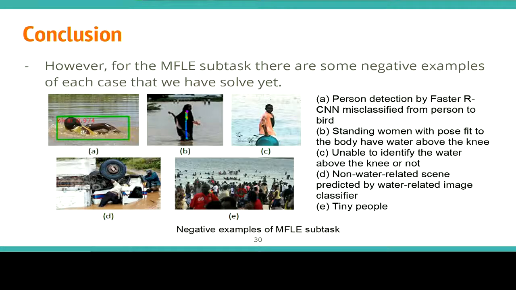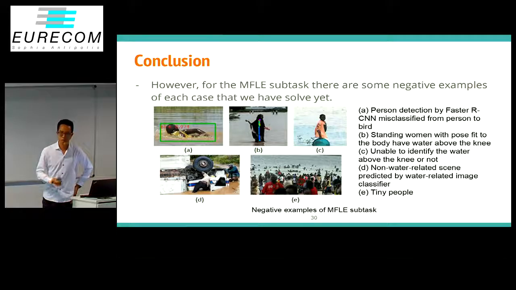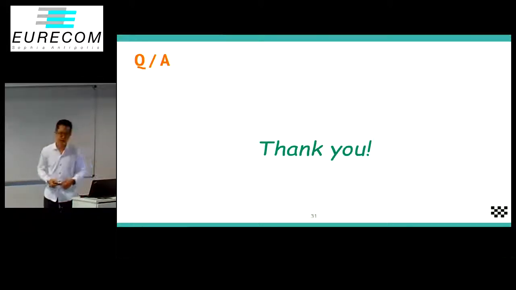The authors also have some analysis of the results and found that there are some cases that do not work for the pipeline. For example, the person detection is predicted wrongly, or the pose fails to estimate a human pose, and there are some images where we cannot tell whether the water is above the knee or not. And there are some cases where the water-related image classifier gives the wrong answer, and there are some cases of tiny people that we cannot fully infer. So thank you for listening.